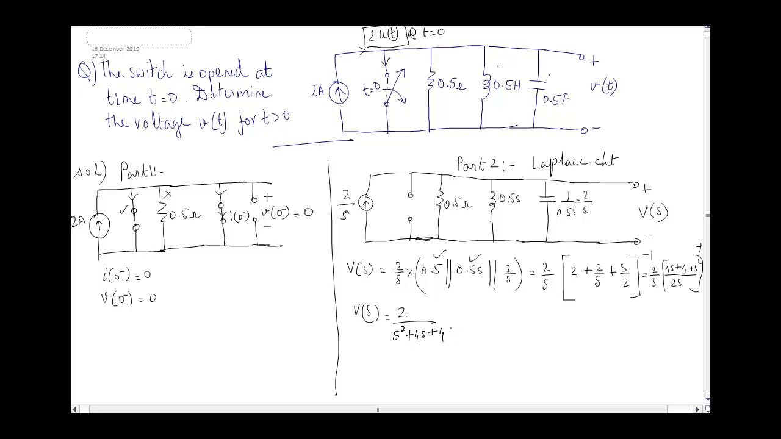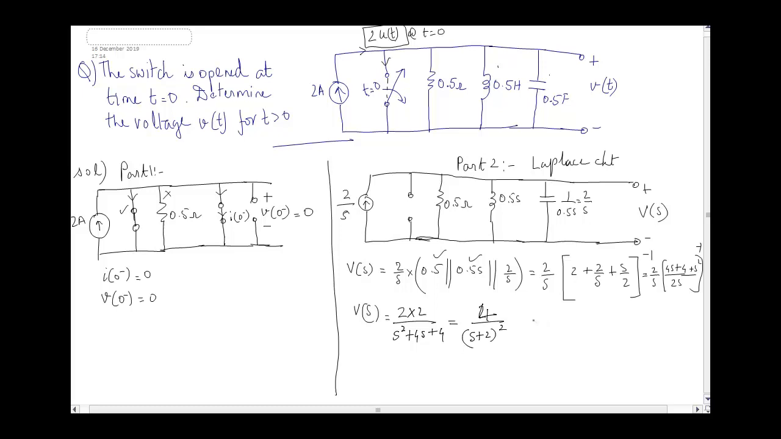Now we have to do the partial fraction. For that we have to find out what is the root of this one, and we found out that the root is the same, -2, so we can write 2 divided by S plus 2 the whole square. Let me look whether I have made any mistake. Yes, this should be 2 into 2, which comes as 4.